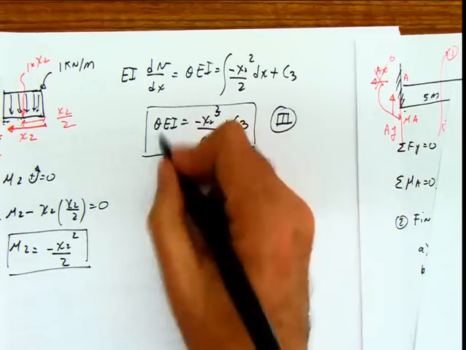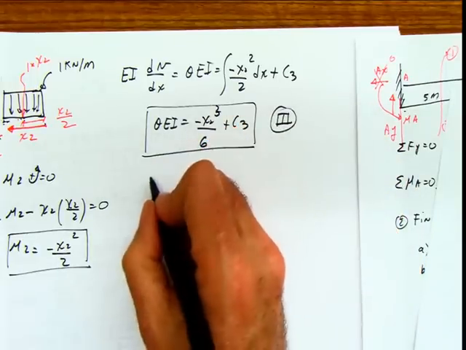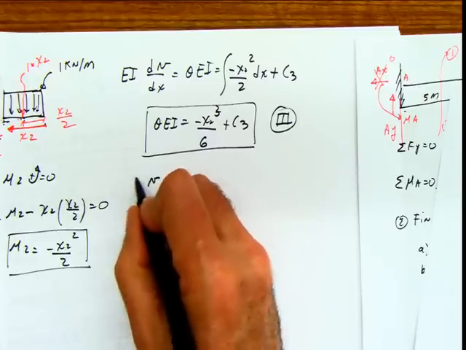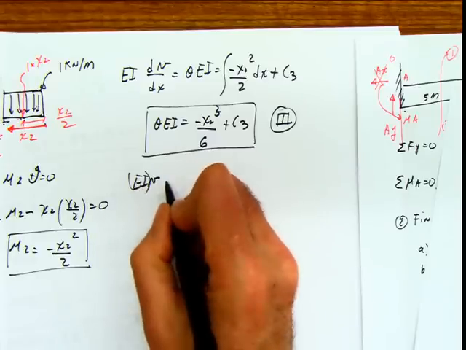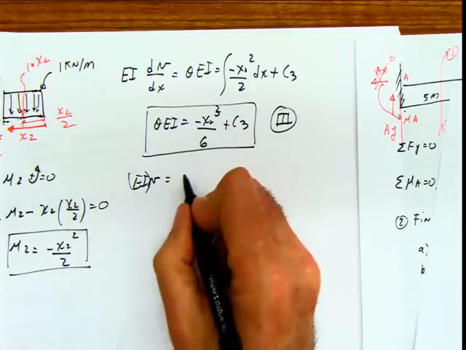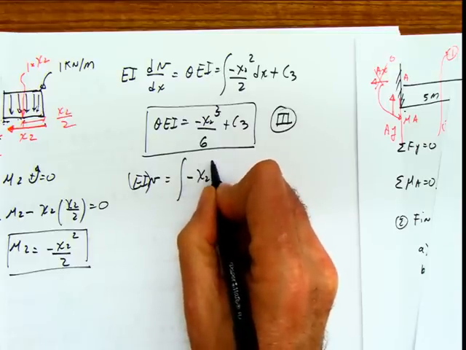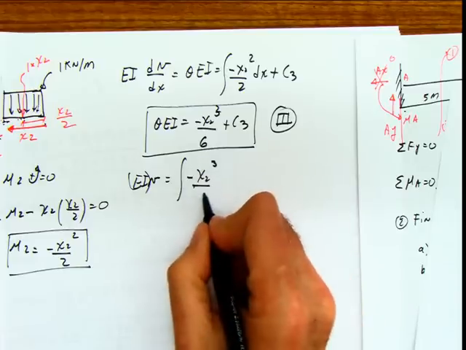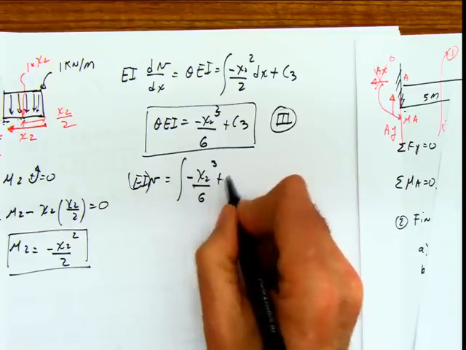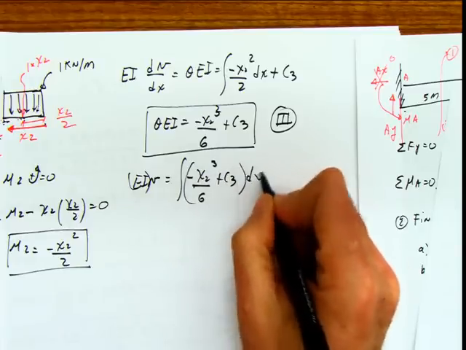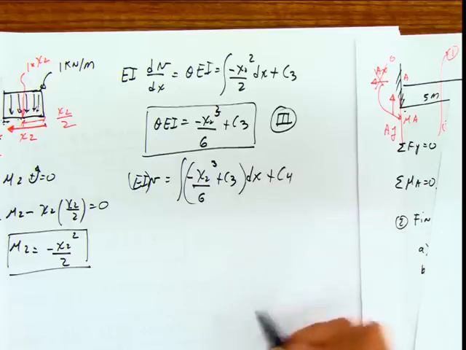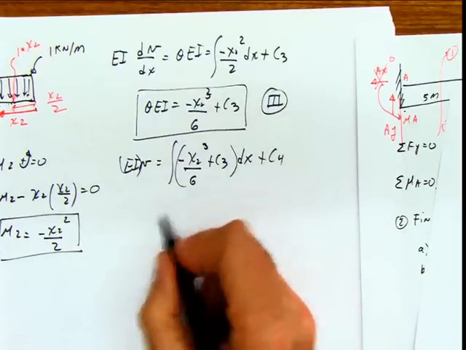And if I do the integration of this again, then I'm getting V multiplied by EI is the integral of this. So it's going to be the integral of negative x2 to the third divided by 6 plus C3 times dx plus a new integration constant called C4.